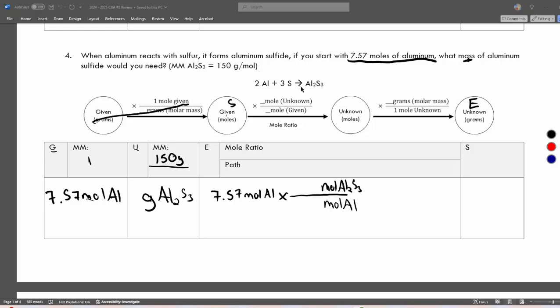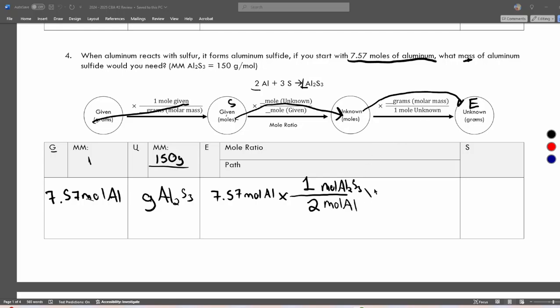There's no number in front of it. That means it's a 1. That number goes here because this is our mole ratio. And then aluminum is right here, a 2. So we put a 2 right here. That's our first fraction. All right, we made this step. Now we got to end over here. We got to make this step now. So now we got to do this fraction.